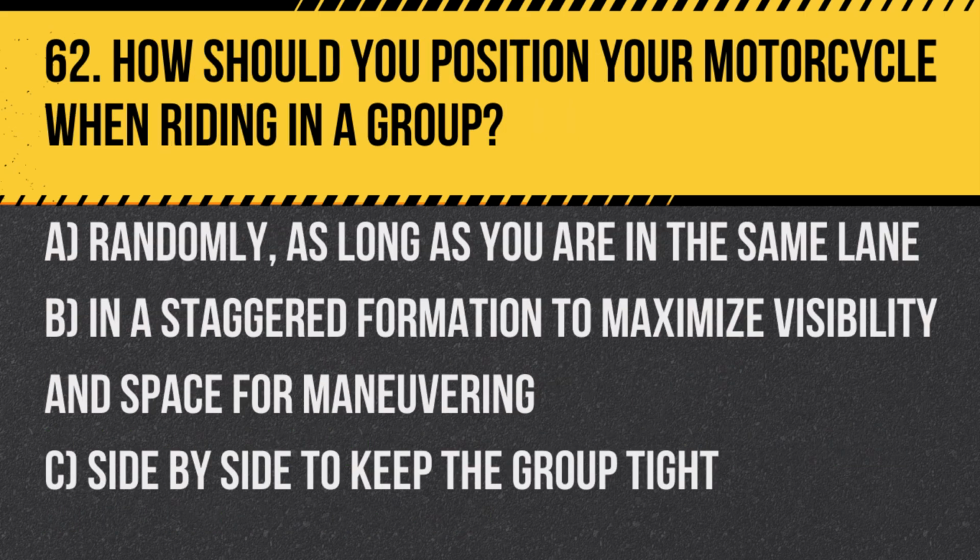Question 62. How should you position your motorcycle when riding in a group? A. Randomly, as long as you are in the same lane. B. In a staggered formation to maximize visibility and space for maneuvering. C. Side by side to keep the group tight. Answer. B. In a staggered formation to maximize visibility and space for maneuvering. This arrangement enhances safety for all group members.